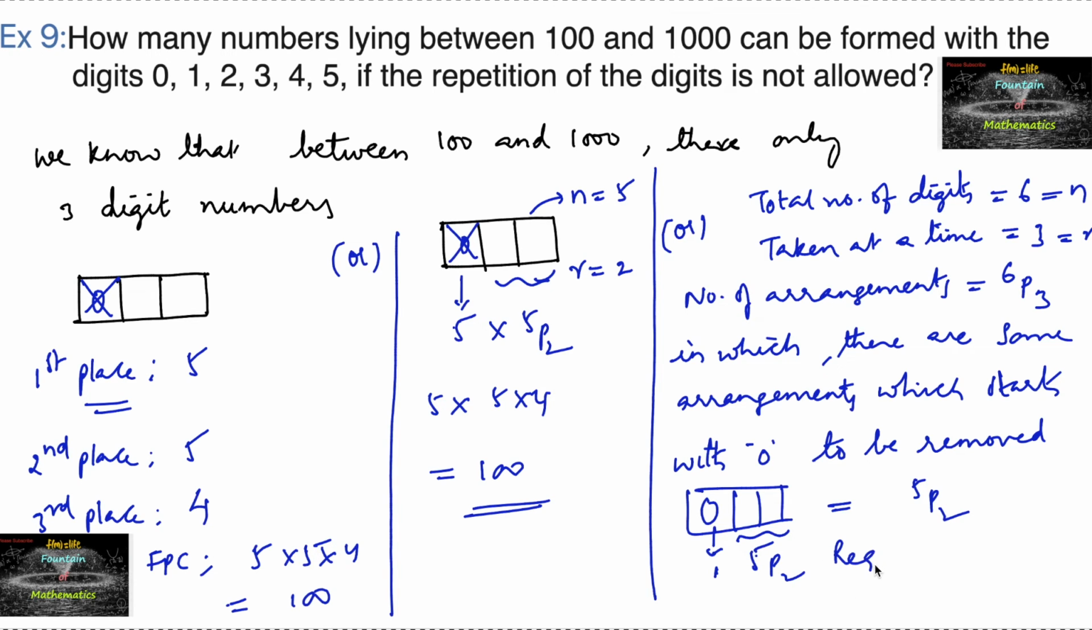Therefore the required number of 3-digit numbers is equal to 6p3 minus 5p2. 6p3 minus 5p2, if calculated, you will get the answer 100. Okay, right.